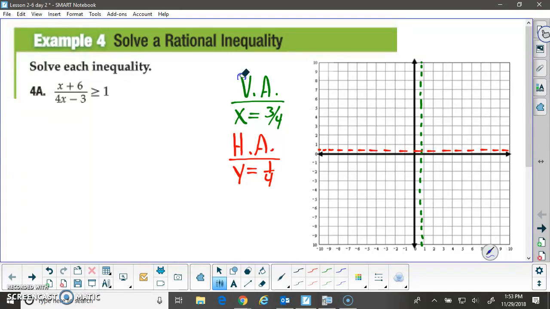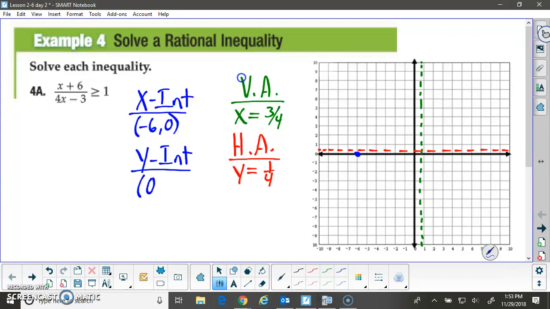And then we'd have an x-intercept at -6. How I found that was I set the numerator equal to 0, so it gives me an x-intercept here at -6. And then we'd have a y-intercept at -2, and I found that by putting zeros in for all the x's.